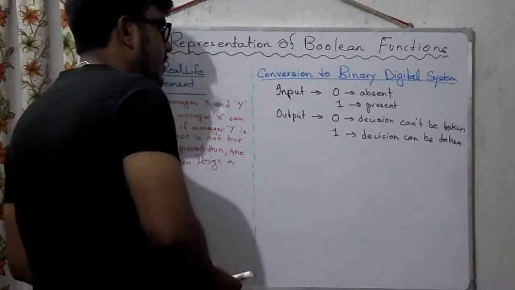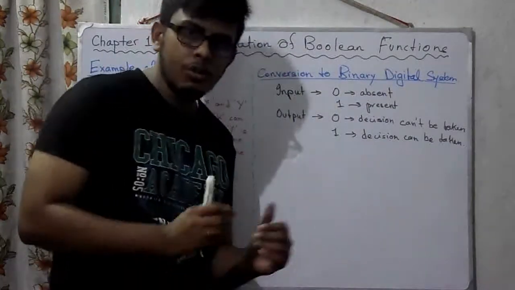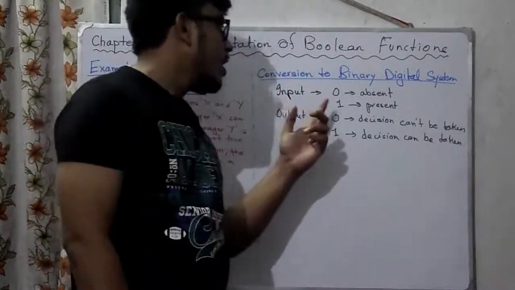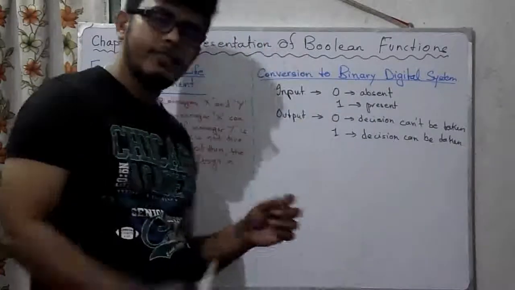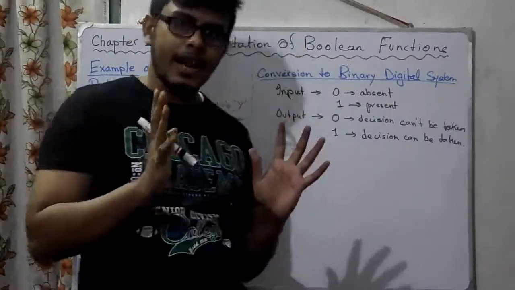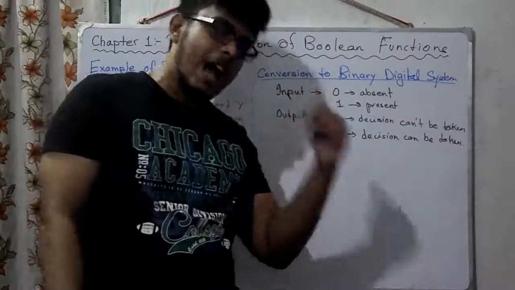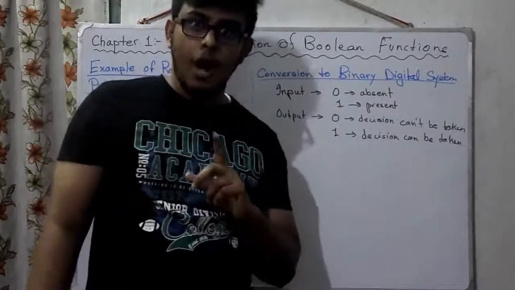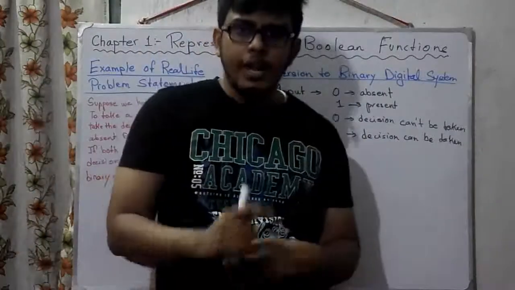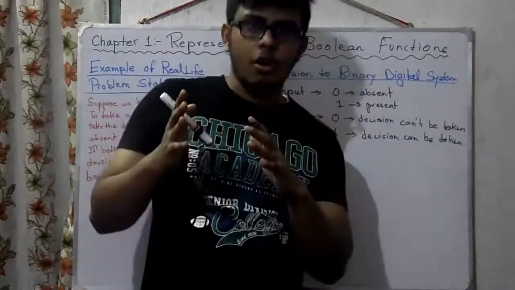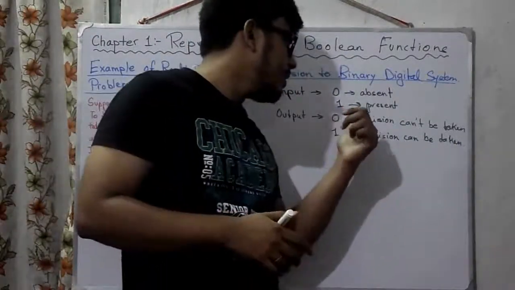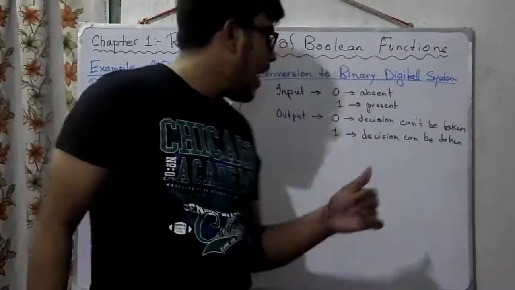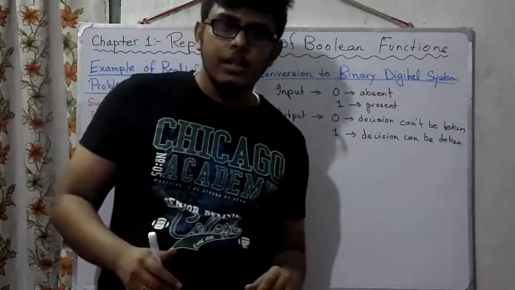So simply what this means is that in a truth table we have two sides. One is the input side and one is the output side. On the input side, I will represent 0 if X or Y is absent, and if a person is present, I'll represent it using 1. On the output side, what we are deciding is whether the decision will be taken or not. So here 0 means decision cannot be taken, and 1 means decision can be taken.